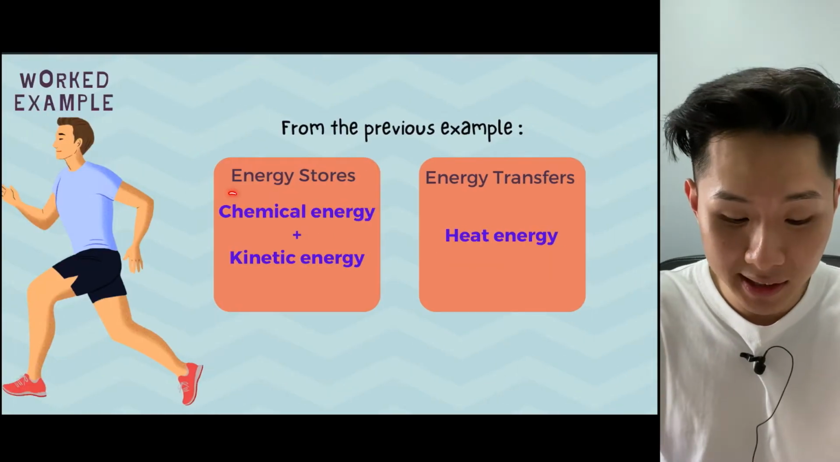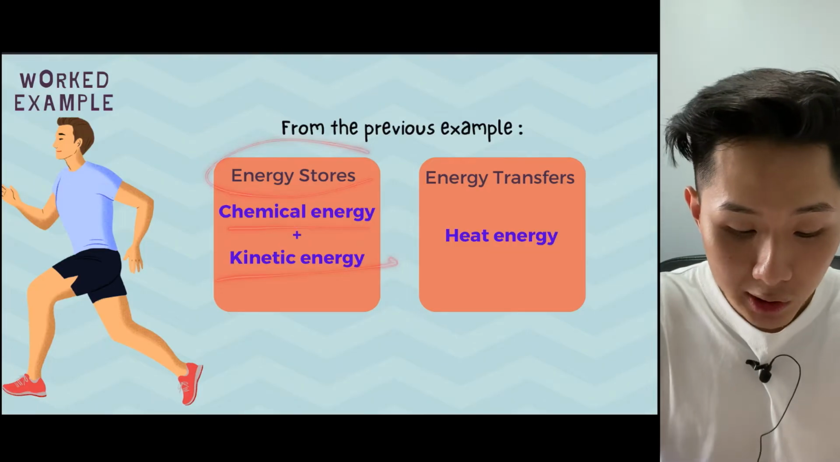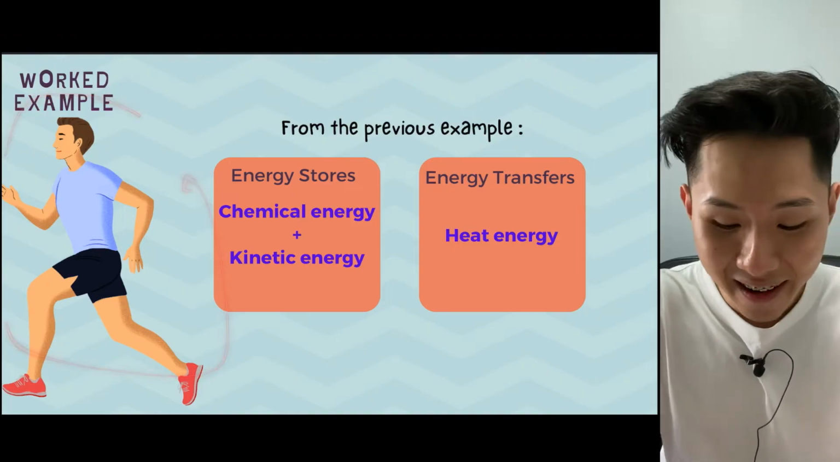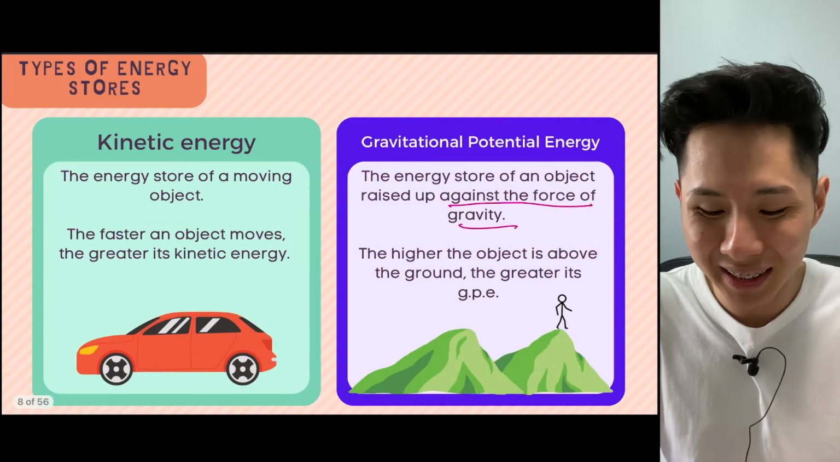And in our example just now, the chemical energy and kinetic energy are called energy stores because they are energy inside an object or a person here, whereas energy transfer is more like energy that's being transferred.